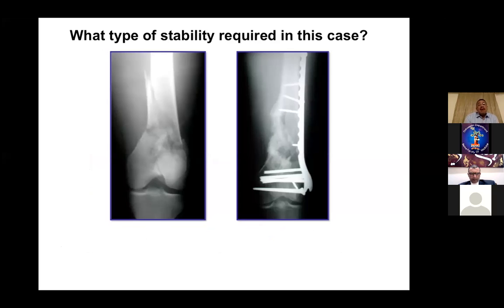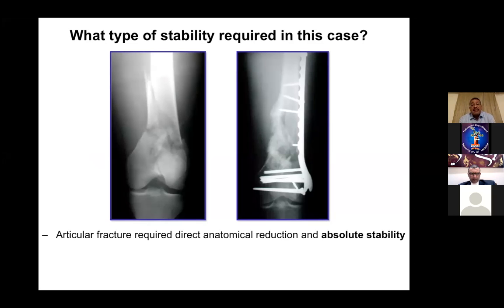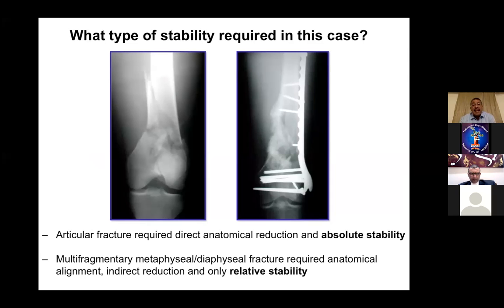Here we have an example where we can apply the principles. We have this distal multifragmentary femoral fracture with articular involvement. We have a multifragmentary supracondylar intercondylar fracture of the femur. We apply the principles of absolute stability for the articular block. We need anatomical reduction and absolute stability by lag screws for the articular surface. But we need relative stability for the metaphyseal fragments.